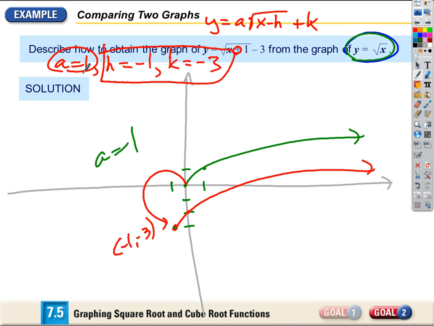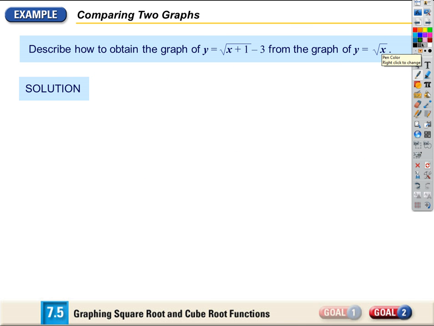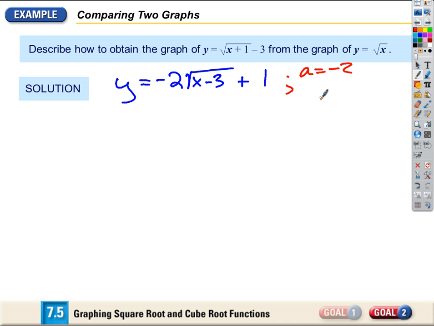Now let's do one like that, just so we can get a little practice. Okay, so I'm going to give you a new one. What if we've got, this time, y equals -2 times the square root of x minus 3 plus 1. Okay, so first, like always, we want to establish what the values of a and h and k are. So a is -2, good. H is 3. Everybody see it's positive 3 because that's what's being subtracted. Okay, and k is positive 1.